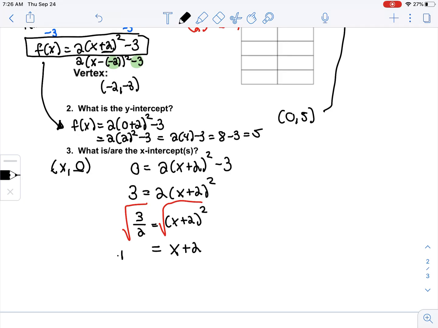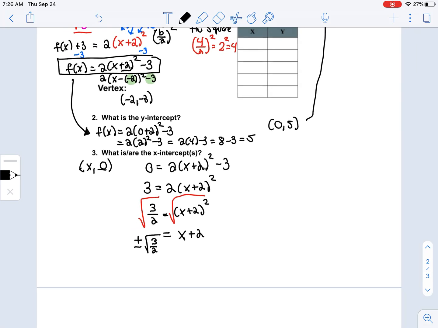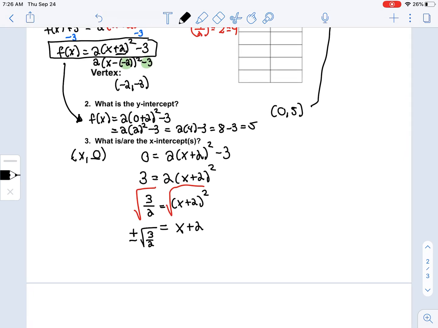When we take the square root on the right, that leaves us with that x plus 2, that quantity alone. When we take the square root on the left, the big thing we need to remember is that we're going to end up with a positive and a negative square root of 3/2. Now we're going to come back to that and simplify that. Remember, part of radicals is that we don't leave a square root in the denominator, and technically our denominator has a square root of 2.